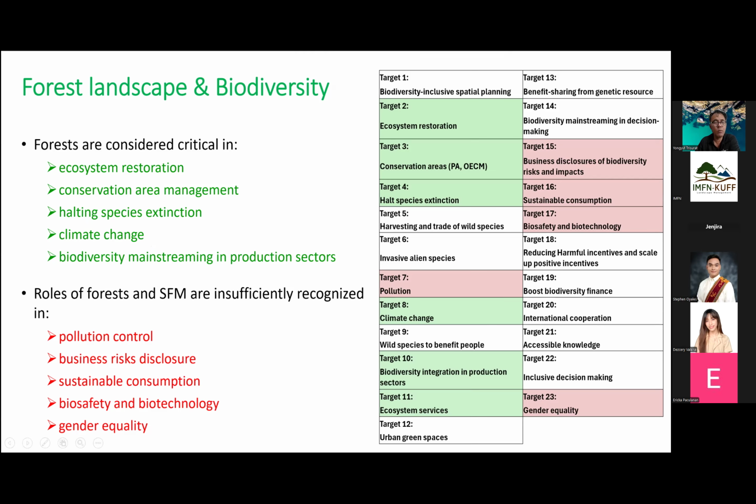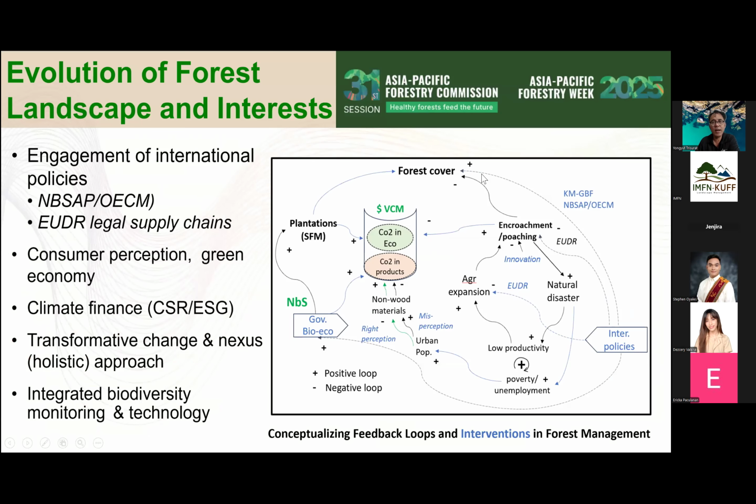And for the economic forest and degraded forest, sustainable forest management is very important because it can contribute to many benefits, not only biodiversity, but also other sectors. Okay, so that's all my presentation.